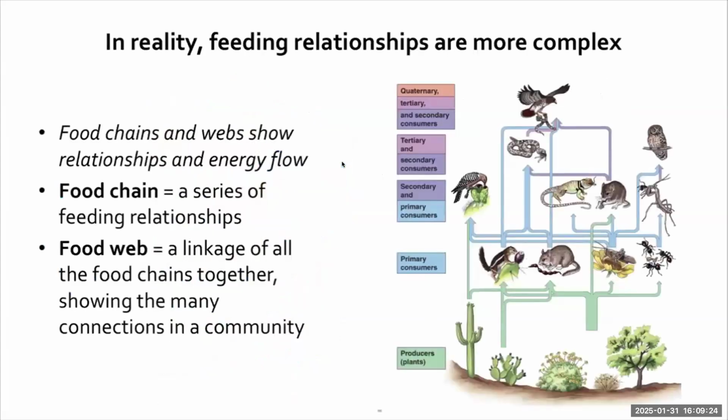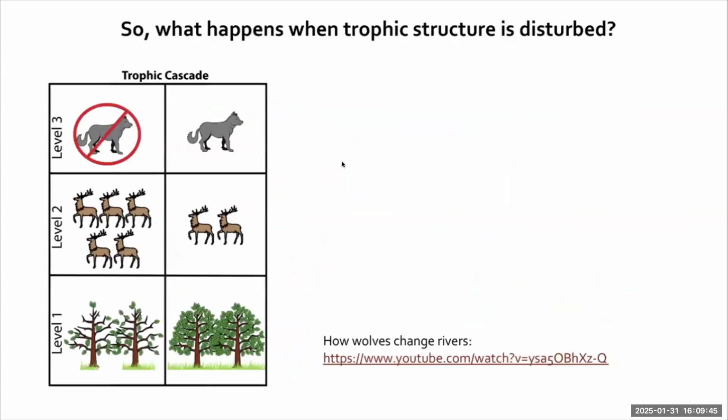So food chains show a series of relationships. Food webs show all of the possible linkages and all of the connections in a community with respect to feeding. So it quickly becomes more complicated and there's more overlap when we account for all of those different relationships.